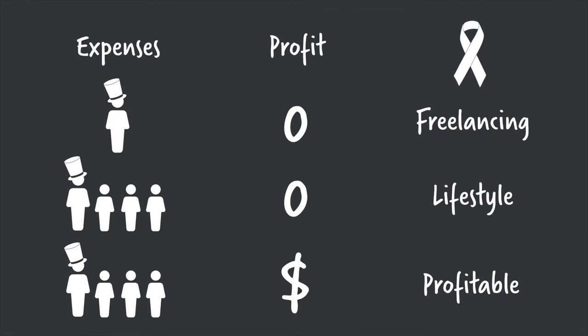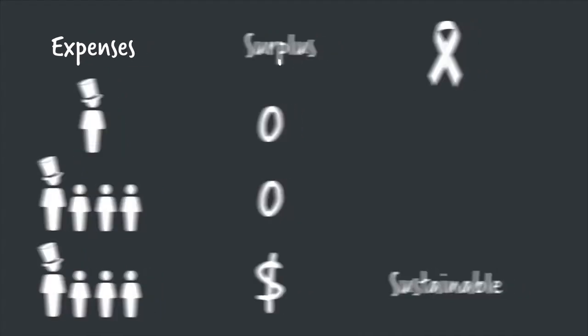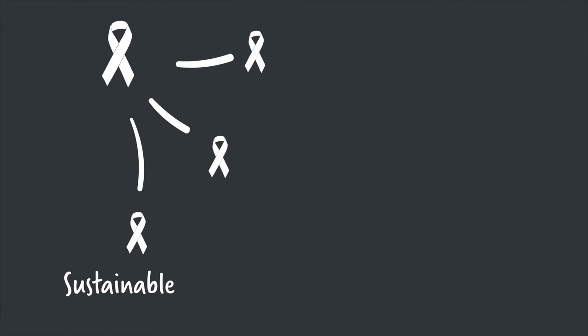For a charity, it's much the same, except profit is called surplus. Creating surplus means the charity is sustainable. If and when the organization shuts down, the surplus must legally be given to beneficiaries or an aligned organization. This is called asset lock.